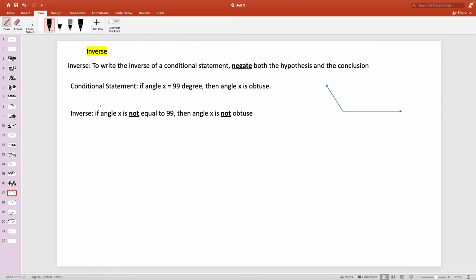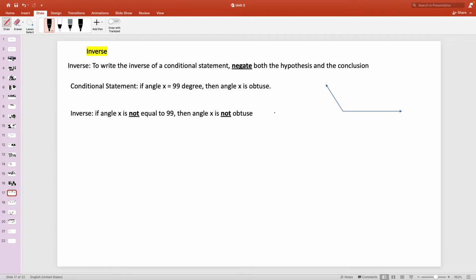Okay, so let's look at another concept called inverse. To write the inverse of a conditional statement, negate both the hypothesis and the conclusion. So what this means is, if the conditional statement says if angle x is equal to 99 degrees, then angle x is obtuse, then the inverse is to negate the condition and the conclusion. So if angle x is not equal to 99, then angle x is not obtuse.